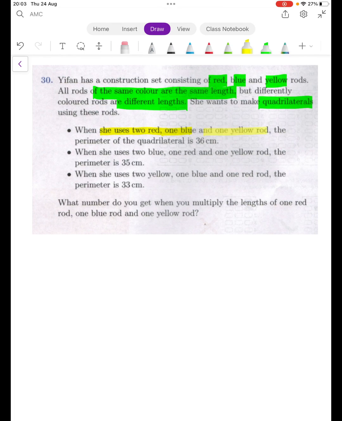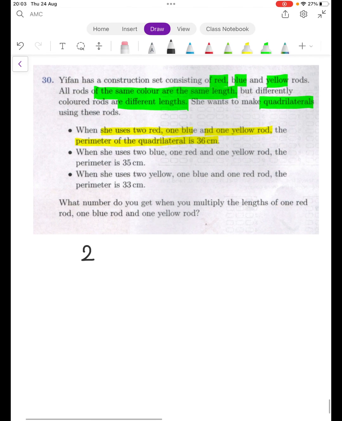When she uses 2 red, 1 blue, and 1 yellow rod, the perimeter of the quadrilateral is 36 centimeters. Let me write it down. I am using the letter R to represent the length of the red rod. So 2R, 1 blue, and 1 yellow rod together join to make 36 centimeters. The perimeter becomes 36. Let's go on to the next clue.